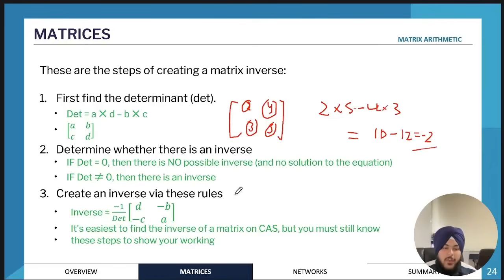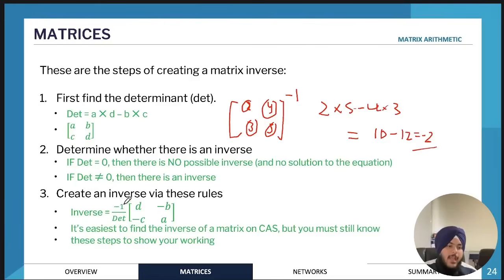VCAA does not expect you to find inverses by hand most of the time. So you will be using your CAS most of the time. To find the inverse on the CAS, all you need to do is have your matrix and put it to the power of -1. And that will give you the inverse. But if not, there's this formula. It's also in your formula sheet.